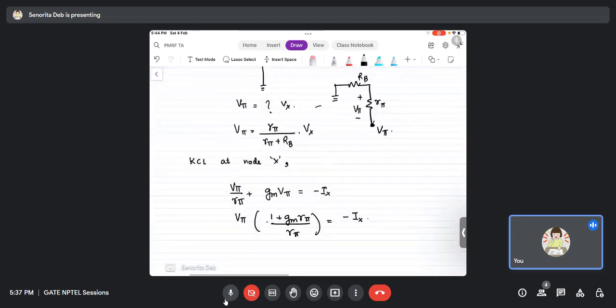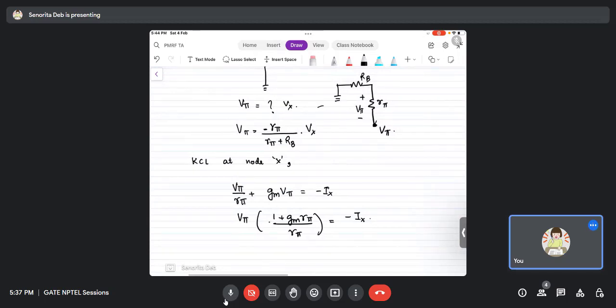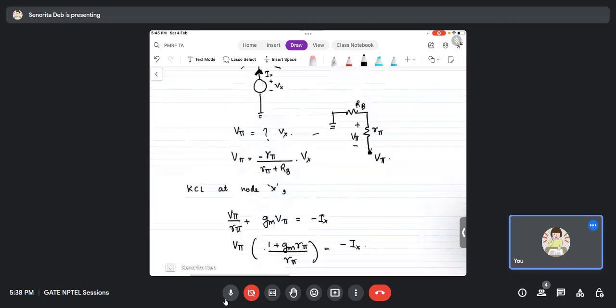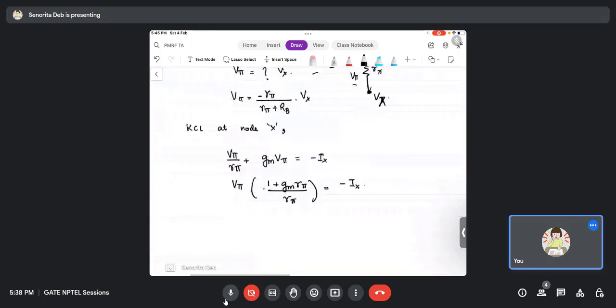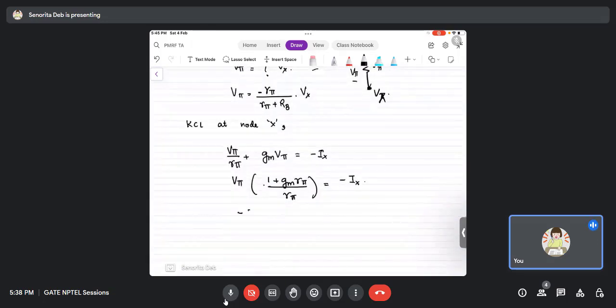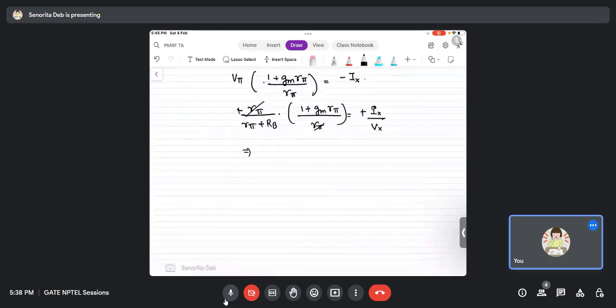Now okay, so there is a minus sign here which I missed, minus R pi. So now this is Vx. Okay, so now V pi is nothing but minus R pi by R pi plus RB into 1 plus Gm R pi upon R pi equals to minus Ix by Vx. Minus sign gets cancelled. R pi gets cancelled. So therefore, Vx upon Ix is nothing but R pi plus RB upon 1 plus Gm R pi.